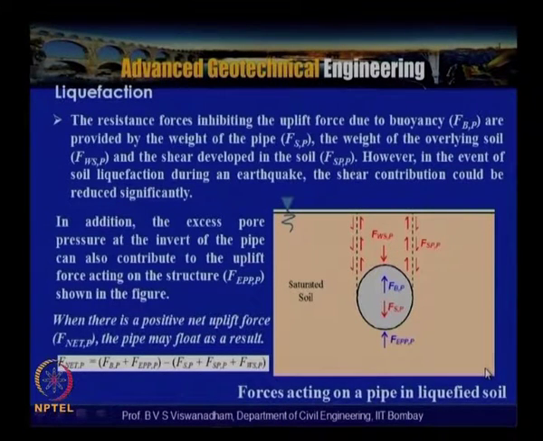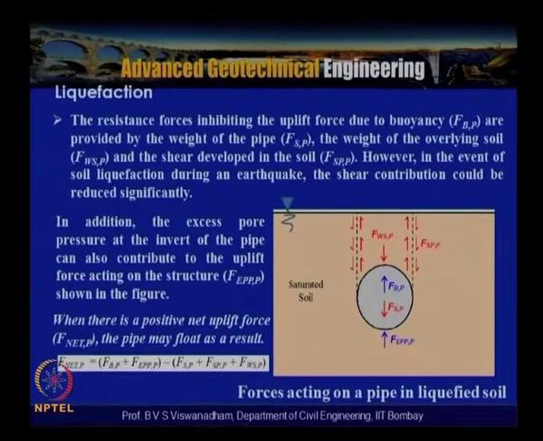So, when F net pressure is positive, the pipe will be subjected to uplift force and the pipe may float as a result. These case studies have reported that these issues are quite common when we install buried pipes in liquefaction prone areas. In this particular slide, what we have understood is that at the onset of liquefaction, if there is a positive net uplift force, the pipe may float as a result.